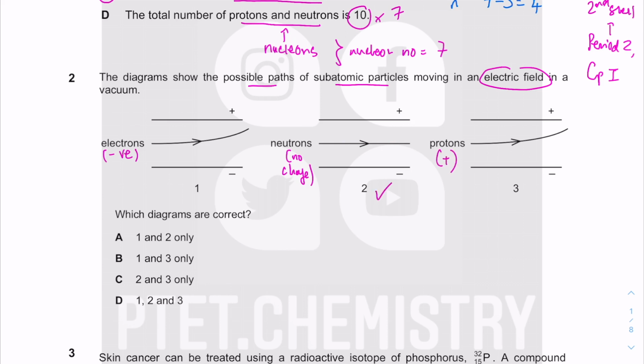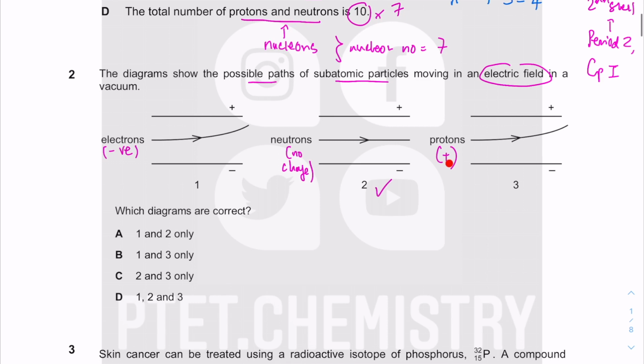Protons are positively charged. If a proton is positively charged, it will be attracted towards the negative. It will not be attracted towards the positive because positive will repel. This is the charge of the proton, and this is the electric field. So the proton should be deflected downward as it gets attracted to the negative. So 3 is definitely wrong. And electrons are negatively charged, so they will be attracted towards the positive electric field. So 1 is correct. 1 and 2 are correct, 3 is wrong. Okay, we're looking for correct.